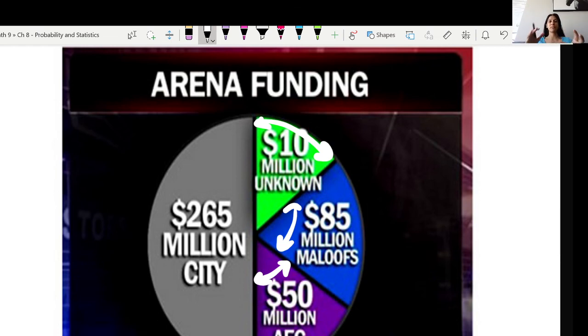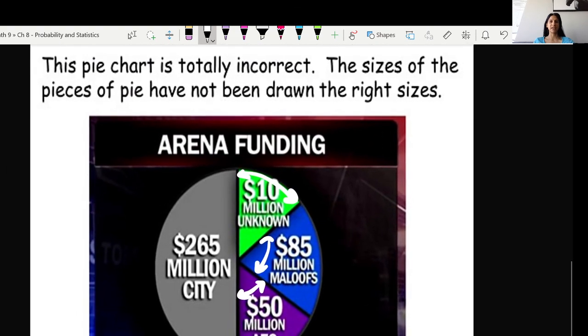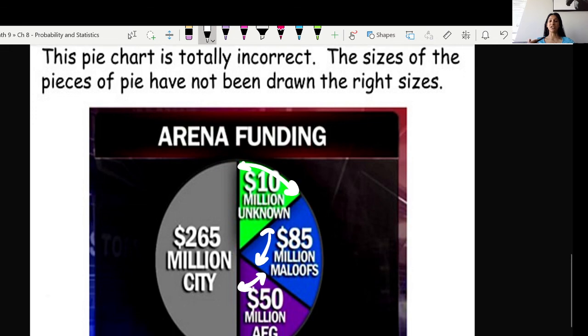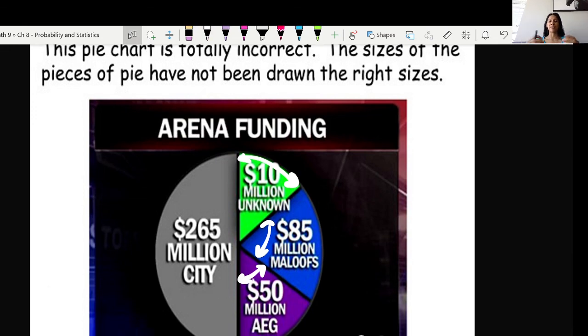So the purpose of a pie chart is that we want the little chunks of pie to represent the percentage of the overall total. So the numbers and the values on here are skewed. So it's actually showing some inaccurate representation. It says it here, the sizes of the pieces of pie have not been drawn the right sizes, so it's not quite drawn to scale, which is really misleading because a lot of times viewers will see it in a quick glance, and maybe to them it looks like the green 10 million portion is way more than it actually truly is in terms of values.